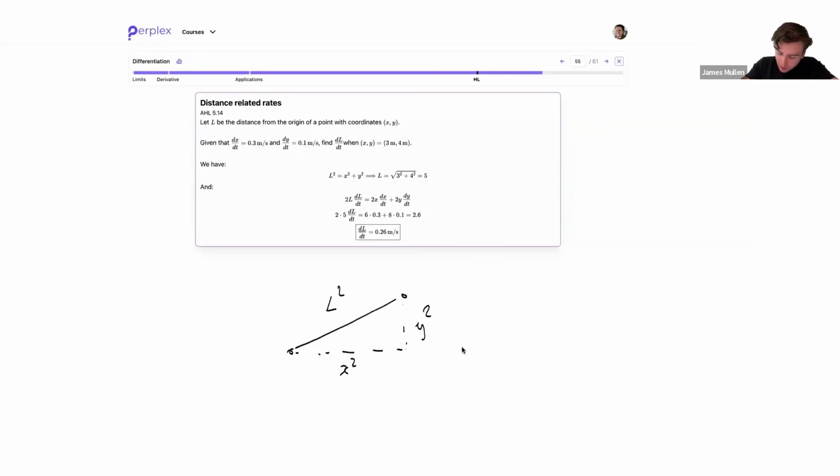I find that L is equal to 5 using just Pythagoras, and then 2 times 5 times the rate of change in L is equal to 2 times x, so 3, so 6 times 0.3 plus 2 times 4 is 8, so 8 times the rate of change of y, which is 0.1, and that gives me 10 dL/dt is equal to 2.6, so dL/dt is equal to 0.26. So the actual change in the distance is somewhere between the x and the y. That's kind of my takeaway here.